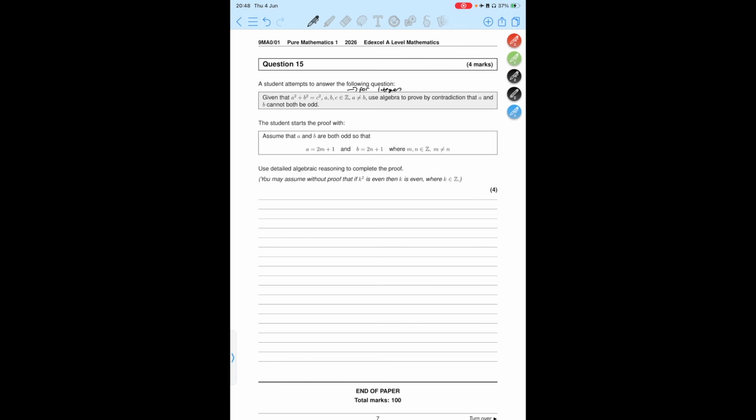So it started with a proof, so a equals 2n plus 1 and b equals 2m plus 1. Okay, so we have to try and complete this proof. Why don't we just start off by going back and subbing it into the equation a squared plus b squared equals c squared. So 2n plus 1 whole squared plus 2m plus 1 whole squared equals c squared. So c squared equals 4n squared plus 4n plus 1 plus 4m squared plus 4m plus 1. So c squared equals 4n squared plus 4m squared plus 4n plus 4m plus 2.